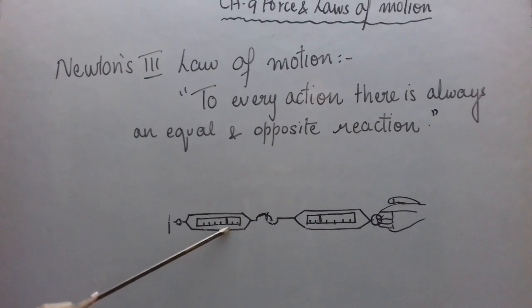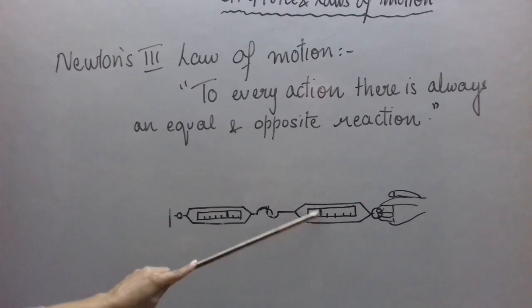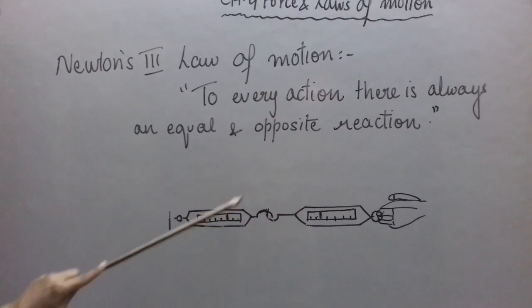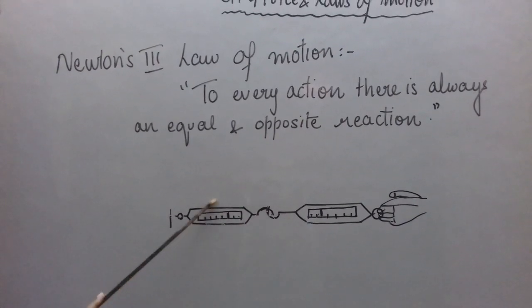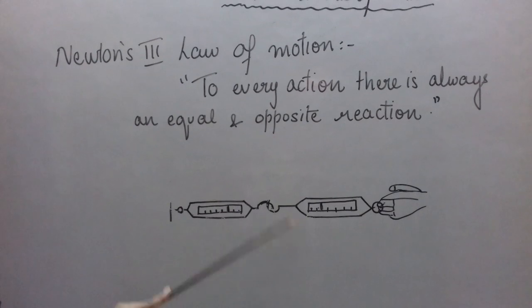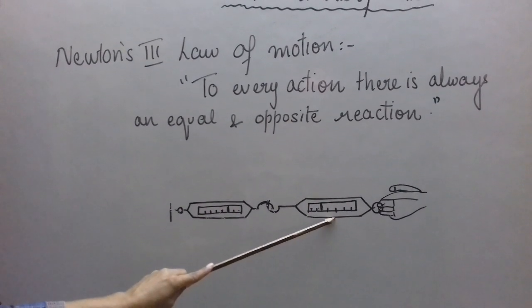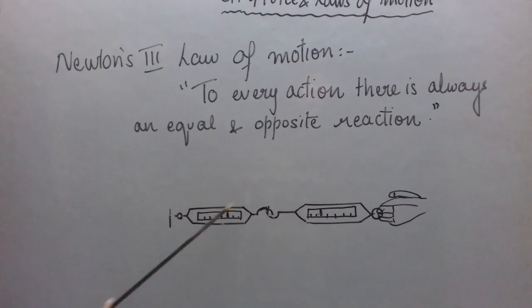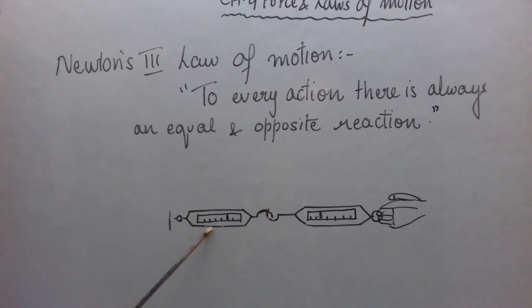But you will also see that here the second spring balance shows the same reading. Let us say this is a pointer. So the same reading is shown on the second spring balance. Readings on the two spring balances are equal. What does it mean? It means that this spring balance is also experiencing force. How much force? Same force. Magnitude is the same as that on the first spring balance.